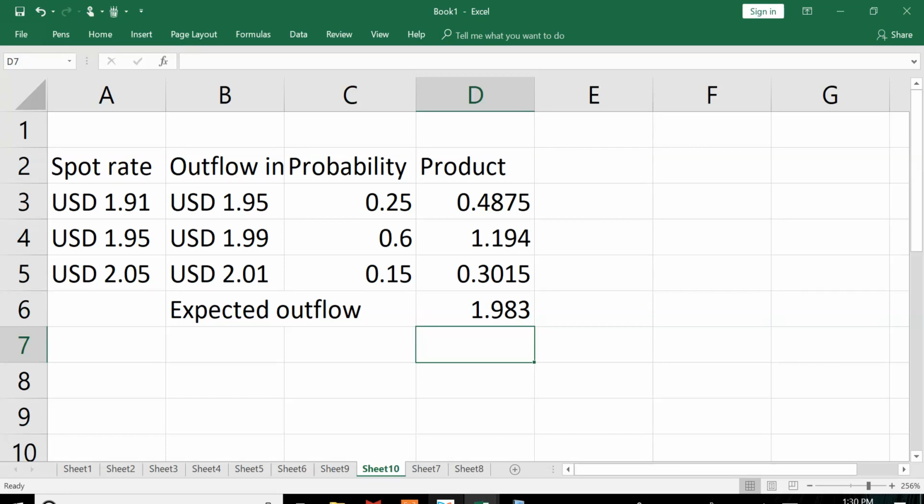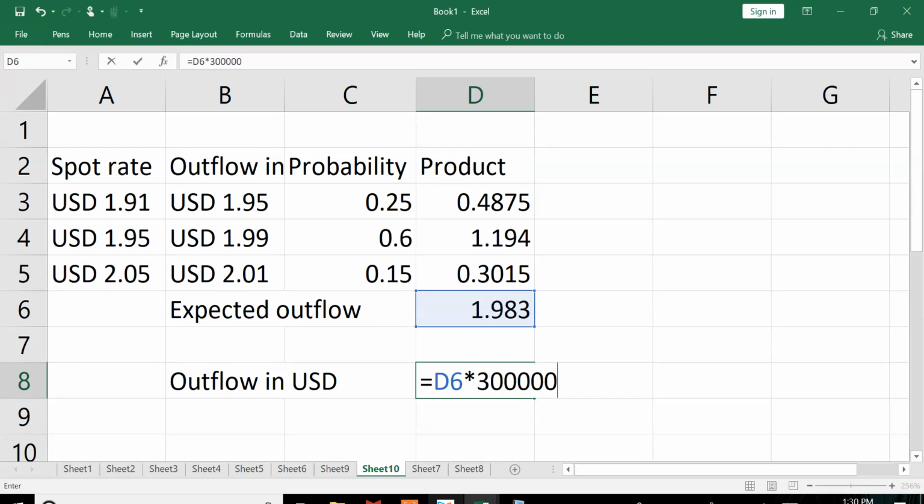Any doubts on this part? Clear? Can we proceed? Then below that, outflow in USD equals 1.983 into 3 lakhs. $1.983 into 3 lakhs, which is 5,94,900.